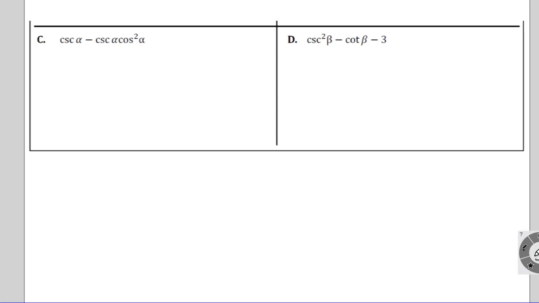But notice that it's in both terms, right? Terms in general are separated by plus or minus signs, and so when we have things in multiple terms, we can factor it out. So I'm going to factor out cosecant alpha, and that leaves me with, of course, there's a 1 understood to be there, so 1 minus cosine squared alpha. I was able to factor out cosecant because it was in both places.